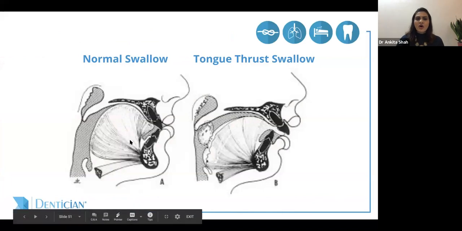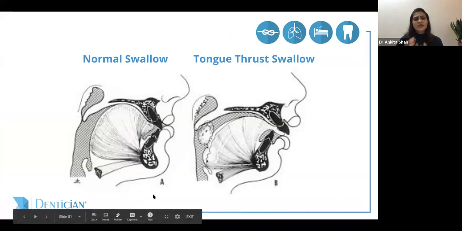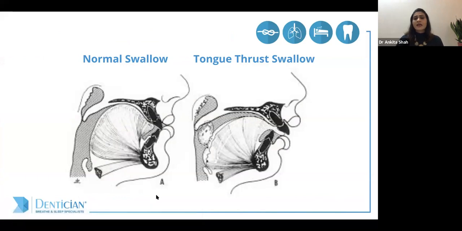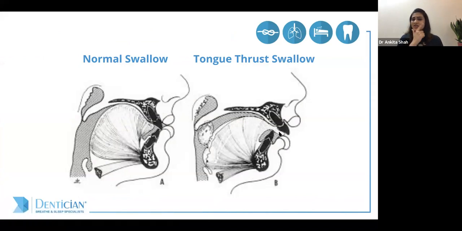Now, when we have a normal swallow, the tongue is resting nice and high up on the palate. The muscles are at rest around the face, and you're going to continue your swallowing. Whereas when you're tongue thrusting, the tongue is going to come low, lie in between your teeth, and strain all the orofacial muscles. So is tongue thrusting the primary etiologic agent?